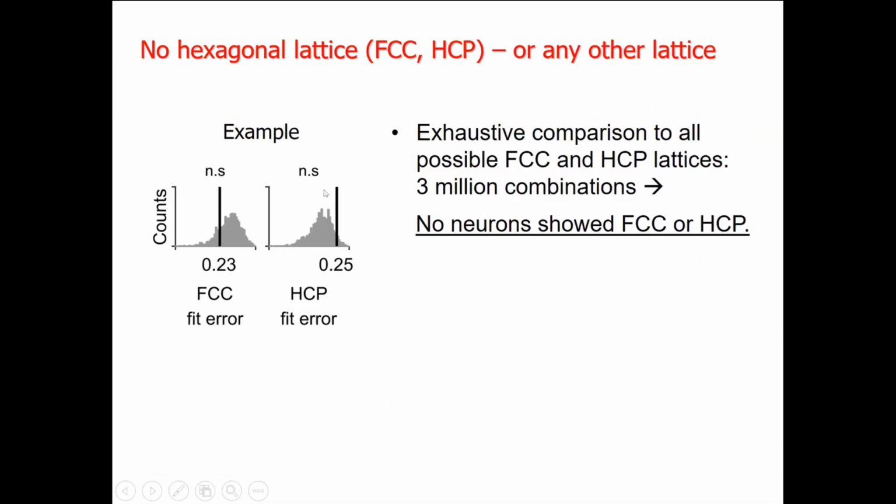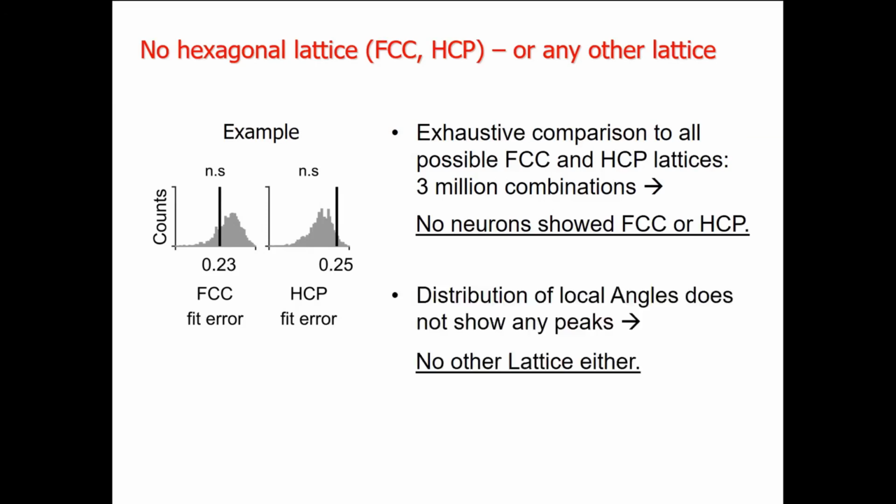So we can quantify. We did several analyses here. For example, this is an example neuron where we looked at the fit error, so the average distance of the actual fields of the neuron from the best fitting FCC or HCP lattice, where we just in a brute force manner did all possible combinations of FCCs and HCPs with different orientations, shifts, and scales, 3 million combinations. And so the best fitting fit error in meters is not better than for 1,000 shuffles. So this neuron is not an FCC or HCP neuron. In fact, none of the neurons. We had 0 neurons that showed an FCC or HCP lattice.